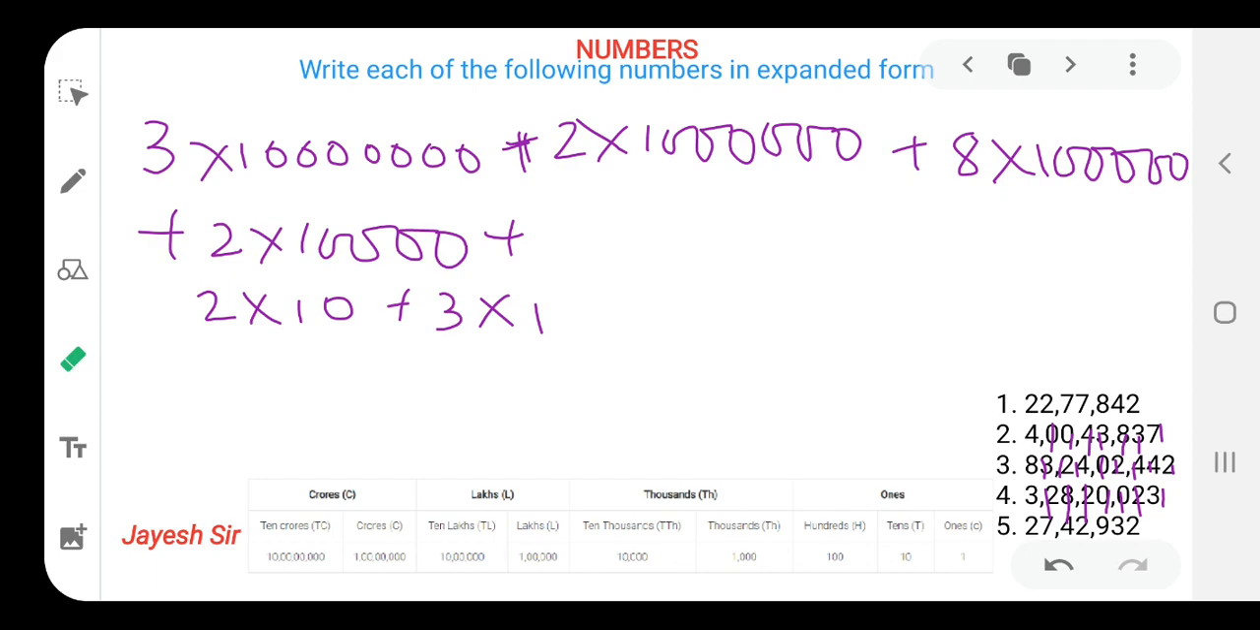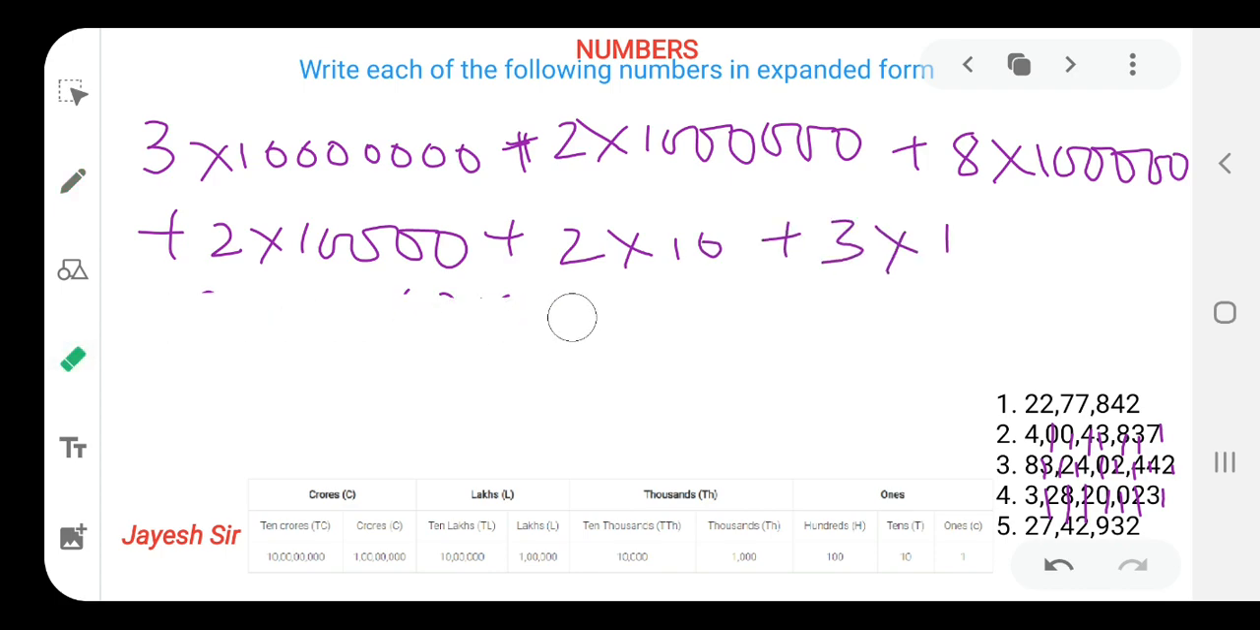I hope you all might be getting it. In the final answer, you have to write like this only. This means you have to write 2 into 10 here, plus 3 into 1 here. Yes, friends, so this is our final answer. I hope you all might be getting it, and that's very easy, friends.